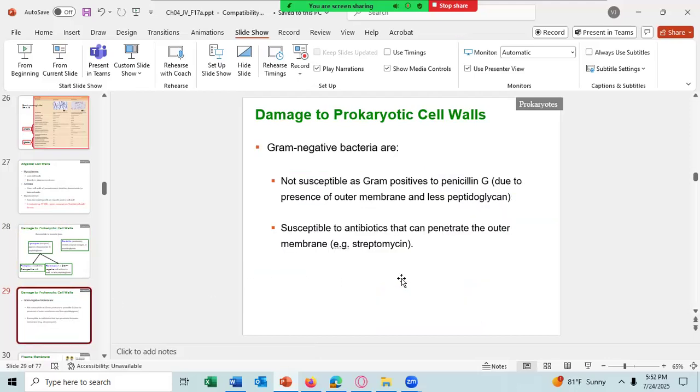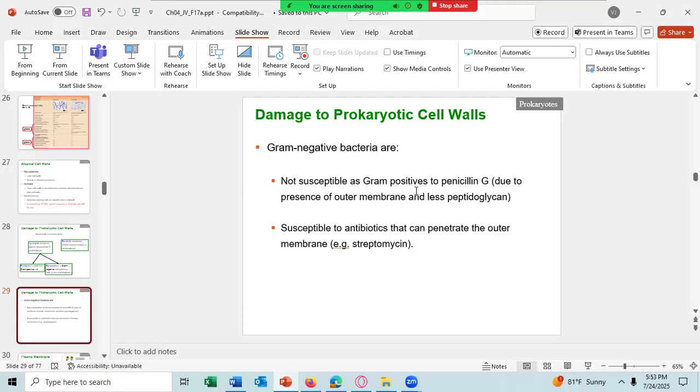So I have mentioned already, gram-negative bacteria are not as susceptible as gram-positive bacteria to penicillin G because the channel protein prevents the penicillin G from getting across the outer membrane of the gram-negative cell wall, and then that will prevent the penicillin G from damaging the gram-negative cell. And penicillin G can get right through the cell wall of the gram-positive cell, and so it will damage the gram-positive cell.